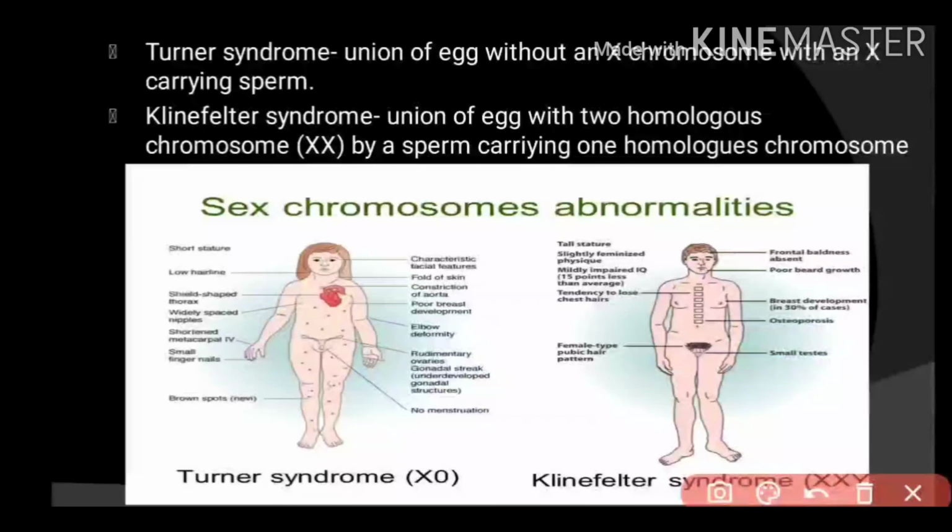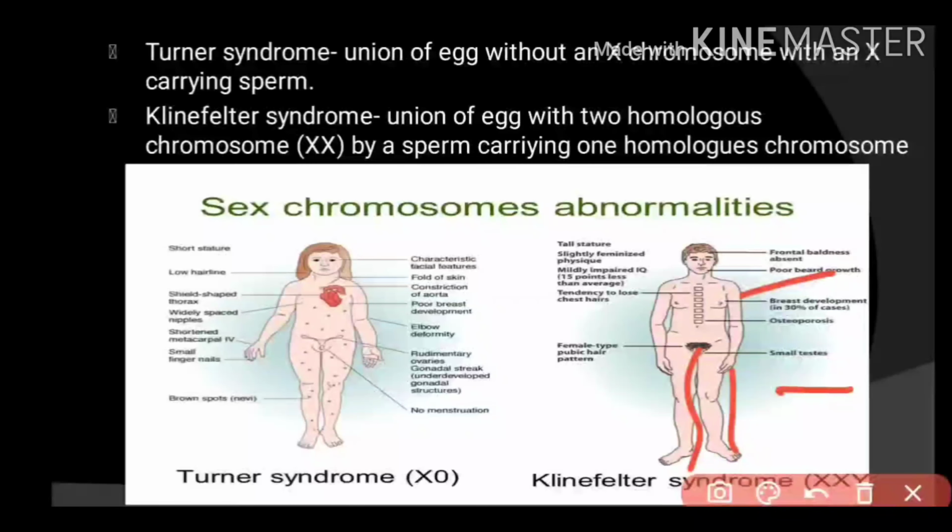If we see the symptoms of Klinefelter syndrome, these persons have small testes, unusually long legs, and are mentally retarded, and they have some feminine characteristics, for example breast development. So these are Turner syndrome and Klinefelter syndrome, both sexual abnormalities.